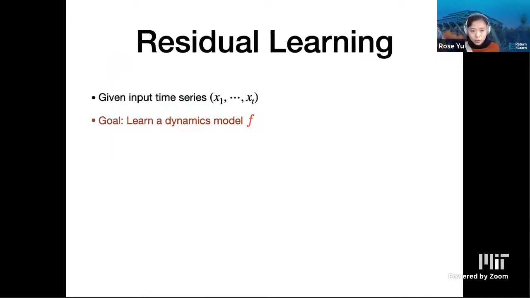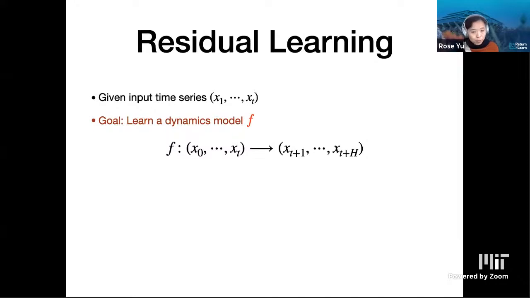The second type of approach of physics-guided AI is what I call residual learning. This is a very simple idea. We still want to learn the underlying dynamics model F, given the input time series data. This learned dynamics model F gives us the map from historical states, x0 to xt, into the future sequence of states, xt+1 to xt+f, because we don't know the underlying dynamics.